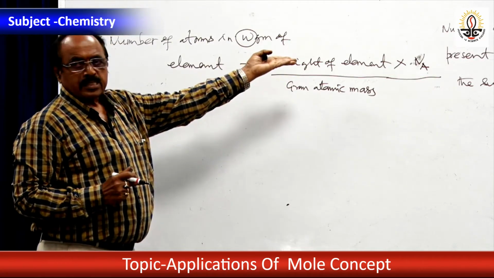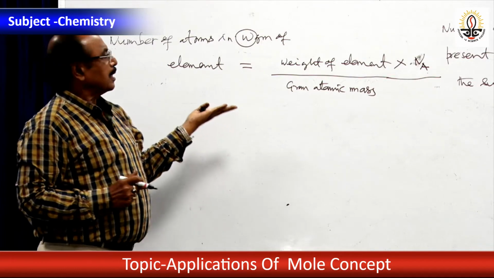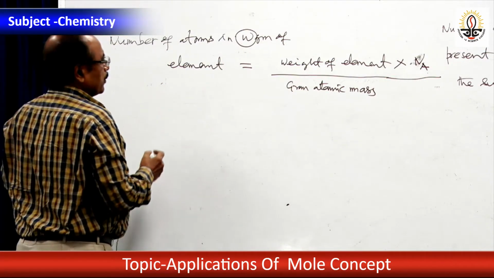So, the weight of the element by gram atomic mass gives the moles of the element. 1 mole contains 1 Avogadro number, so the number of atoms present we can calculate.